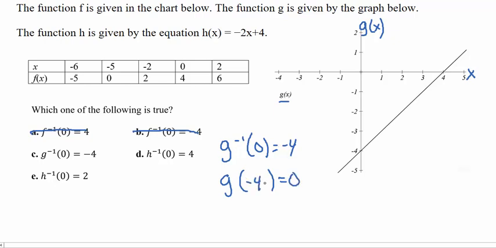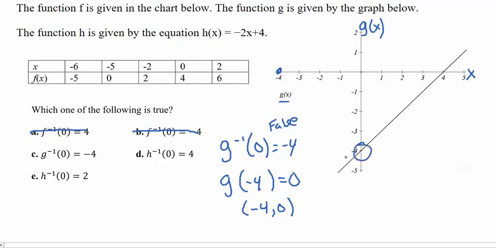If this is true, that would mean on the graph you would see the point negative 4 comma 0, right? This notation means if the input's negative 4, the output is 0. If you look at the graph at negative 4, there is no point at negative 4, 0. So therefore, this statement is false.